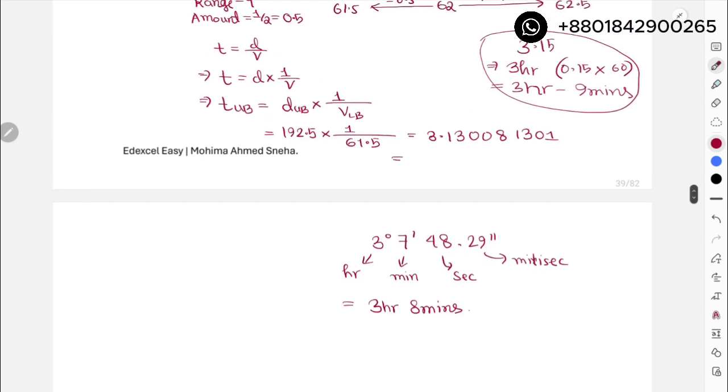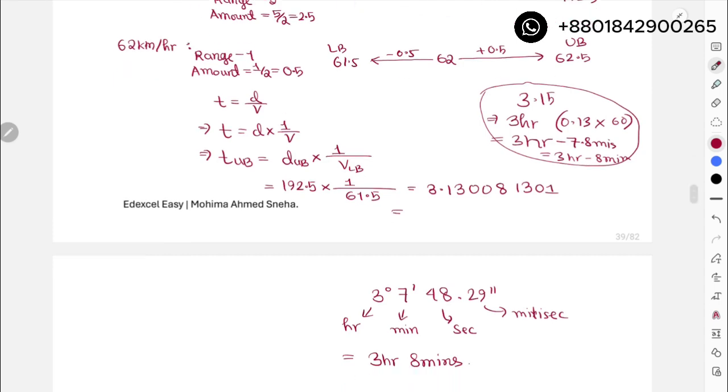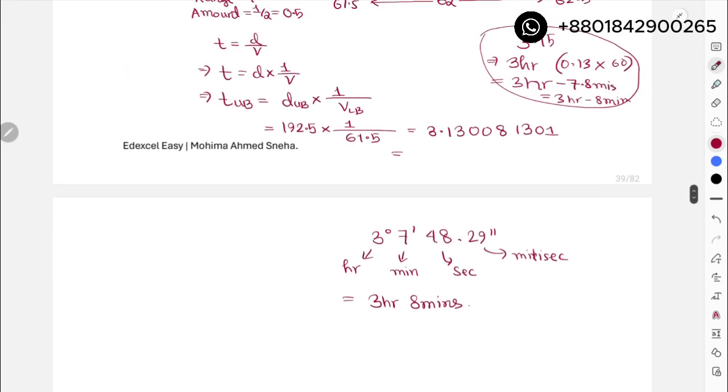And then actually we need to correct this also. We approximately get 0.13, right? So 0.13 with 60, that will actually also give you like 7.8 minutes, which again to the nearest minute gives you 8 minutes, right? So your answer without the calculator also gives you the same value. That's 3 hours 8 minutes, or 3 hours 8 minutes with the calculator.